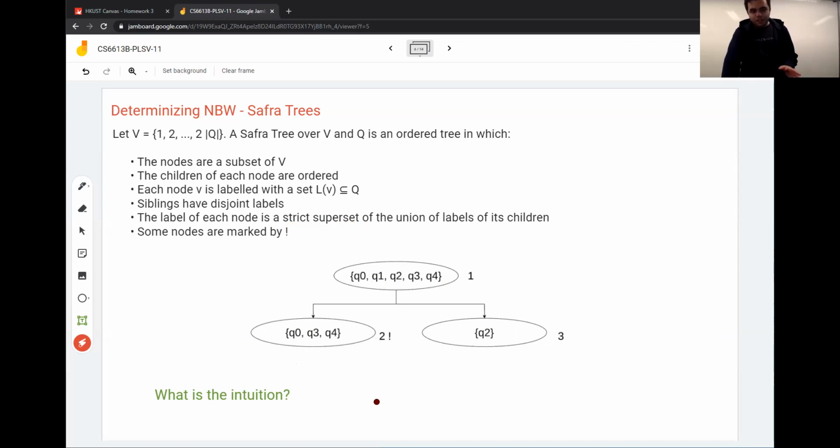Okay. And finally, just to make things even more strange, some nodes are marked by some marker. And for the marker, I'm here just using this. Okay. So this is what we mean when we say a Safra tree.